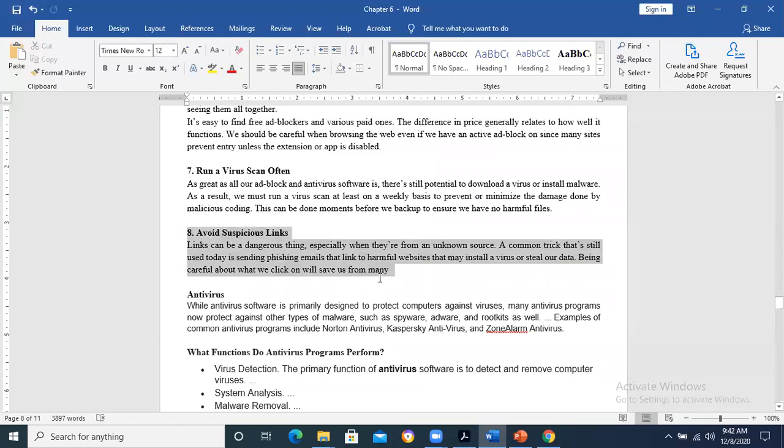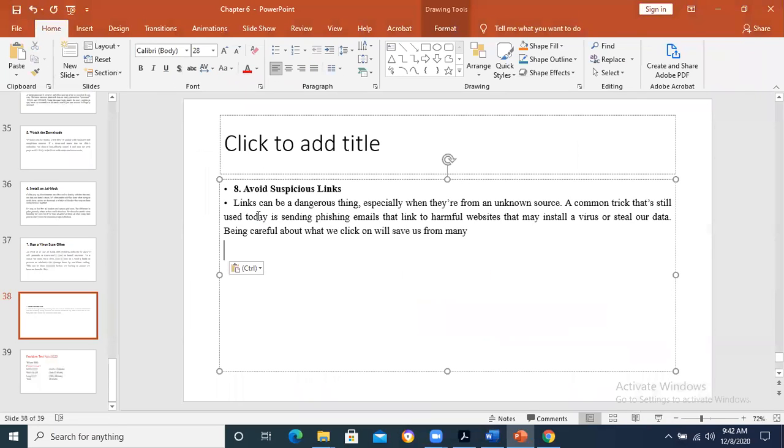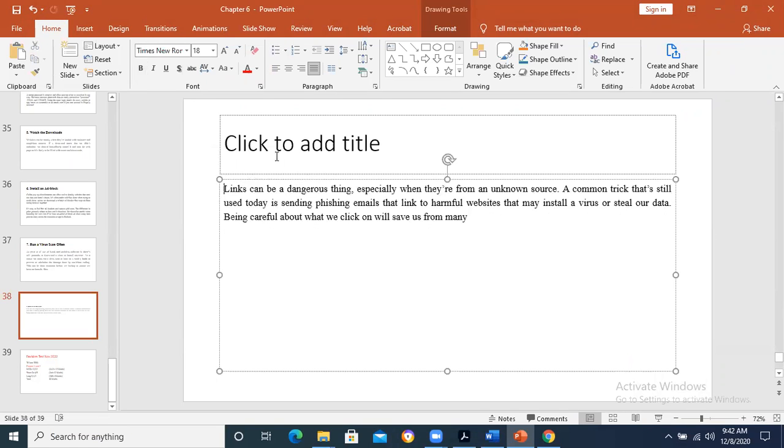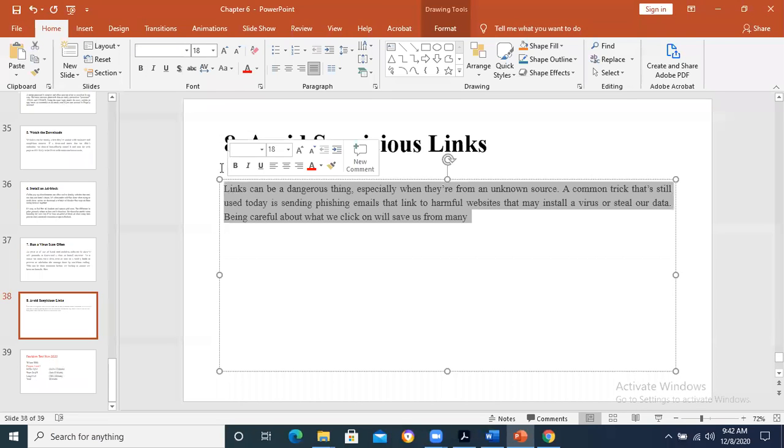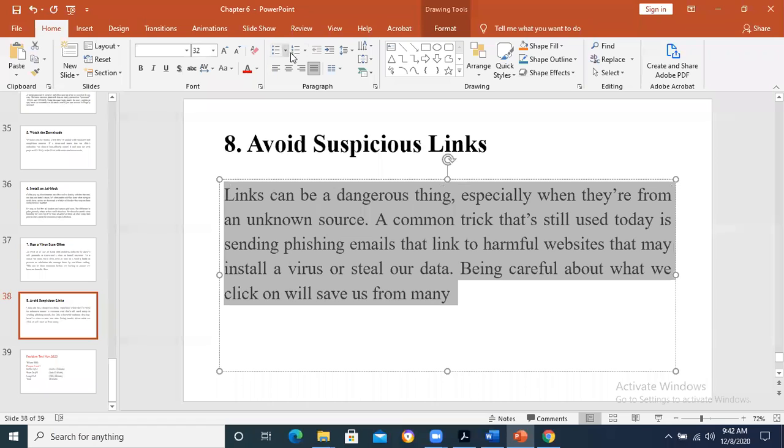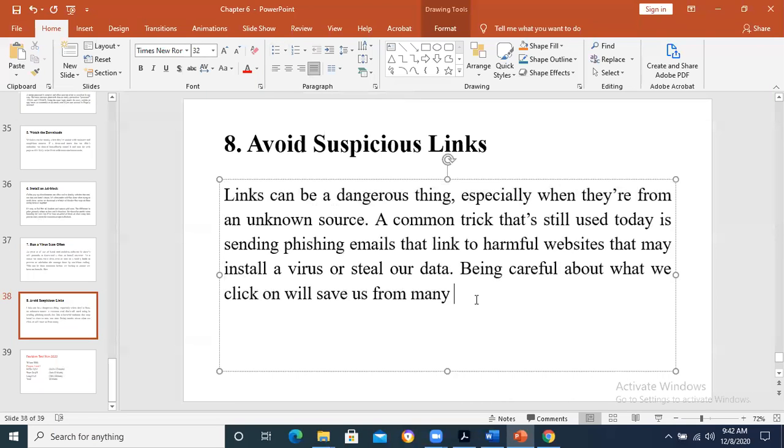Then the important thing is to avoid suspicious links. We saw this point: whenever we are browsing, even if you don't have ads, if you get a link and it seems suspicious, it may contain something that is not good for your computer system, so you should avoid it. You are not supposed to click on everything on a web page.